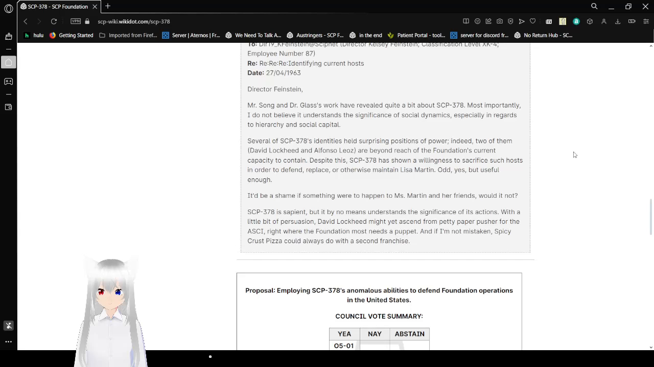Proposal: employing SCP-378's anomalous abilities to defend Foundation operations in the United States. Council vote summary. 05-1, 3, 4, 6, 7, 8, 10, 12, and 13 are for it. 05-2, 5, and 9 have enough of a conscience to say no, and 05-11 isn't sure where to go with their indecision. Obviously, you can see that I put my opinion in on where their votes are. Status: approved. Proposal accepted. Kraken protocol has been initiated.